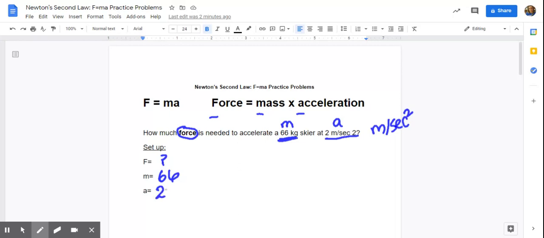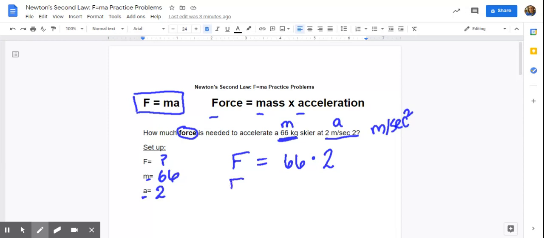Now, my formula up here, force equals mass times acceleration, that's what I'm going to use to plug in these numbers. So my force, I don't know what it is, so I'm just going to keep the letter F because that's what I'm looking for. The rest of the formula then is equals mass. Let me check out my M. That's 66. And then my next one is acceleration. My A is 2. So it is 66 times 2.